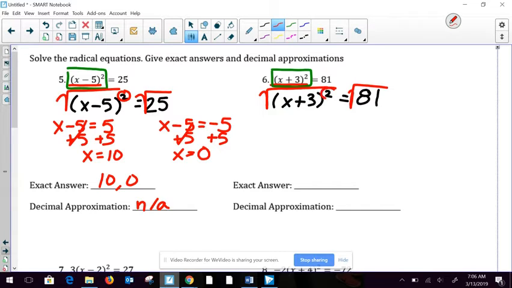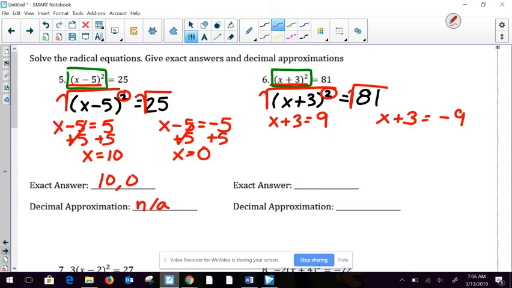Again, this 2 tells us I have to write the parentheses 2 times. So x plus 3 equals, x plus 3 equals. And then I ask myself, what is the square root of 81? You guessed it. It's 9 and negative 9. Now I can go through and do my solving.